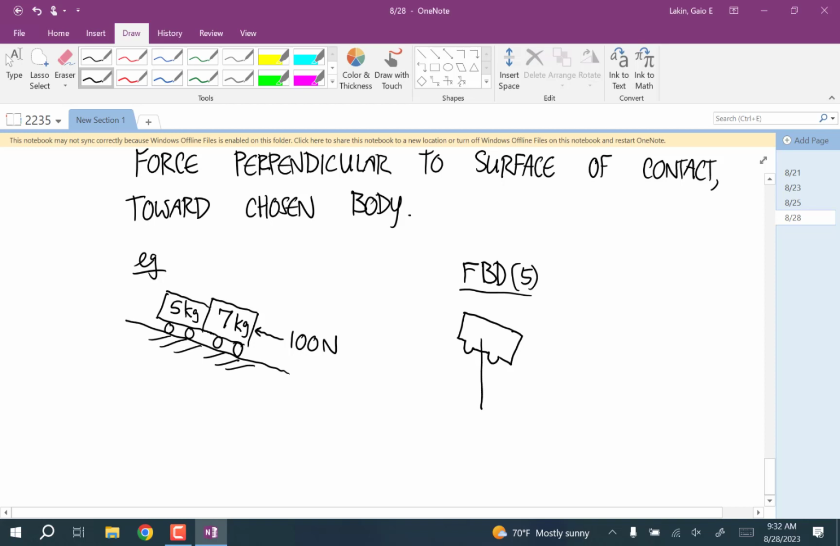Okay, so a free body diagram of the 5 kilogram: there's a weight force of 5 times 9.81, so 49.05 newtons down. And now we look for the contact. There's contact between the ground and the wheels. Remember, with particles, everything happens at the same spot, so I'm going to lump it all into one pushing force from the ground to the wheels. But notice it's perpendicular to the ground toward the chosen body. So I'll call that N5.